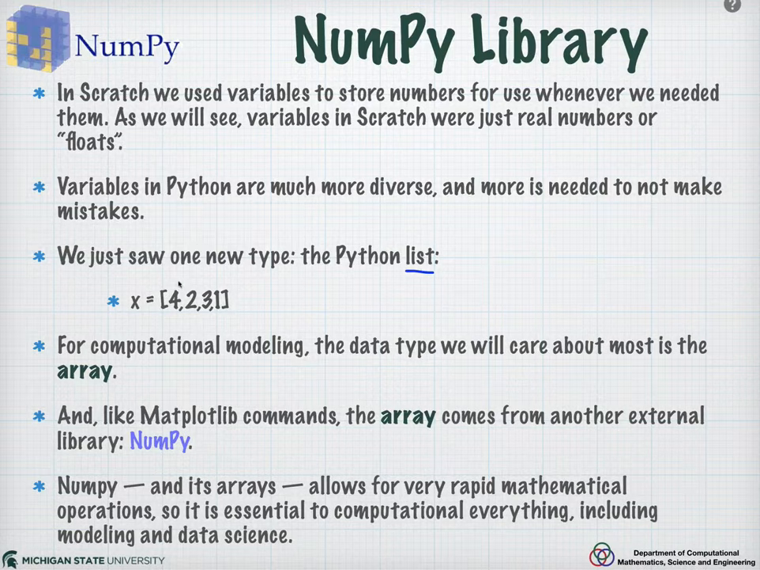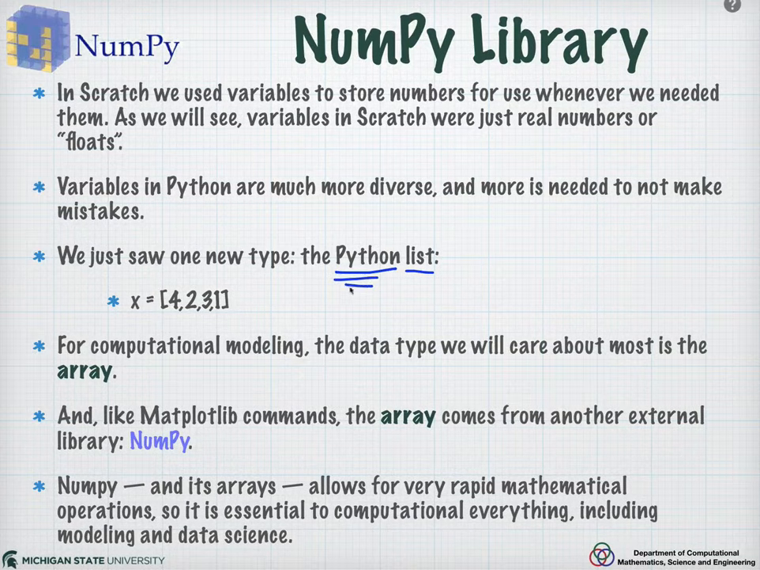We didn't have to store x1 equals 4, x2 equals 2, x3 equals 3. That would be very, very cumbersome. So we can put a lot of data in one long list and store it in one little container called a list and use that. Now that is pure Python.